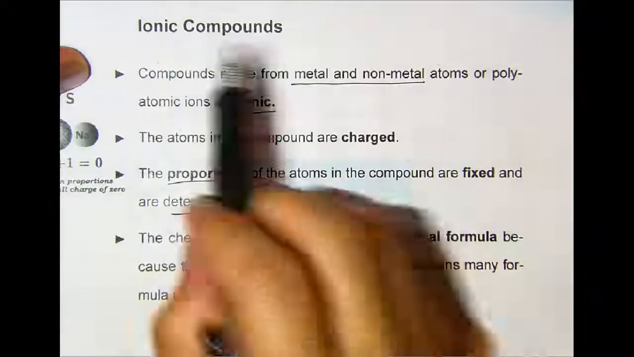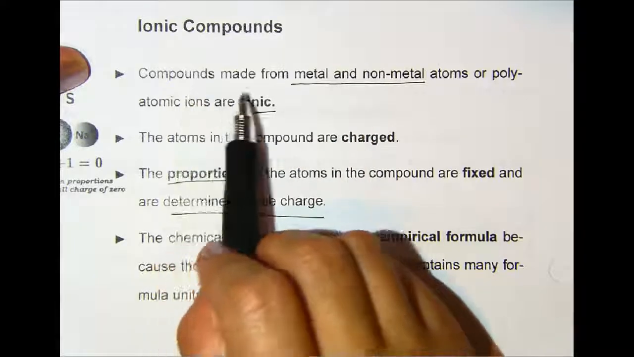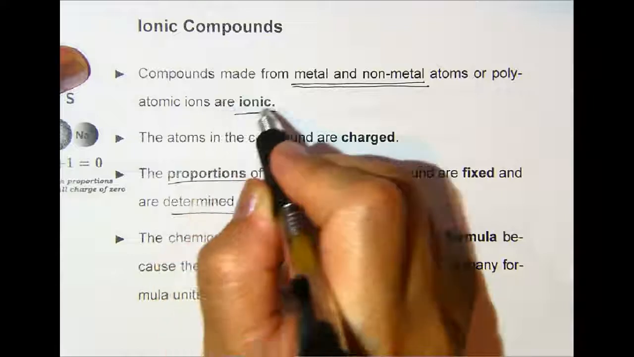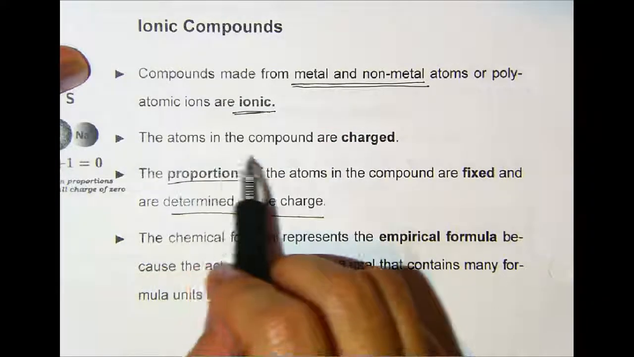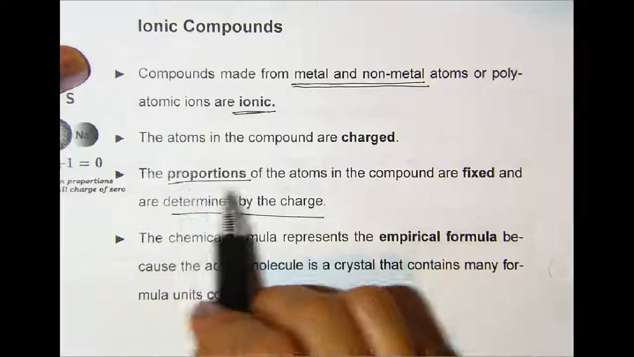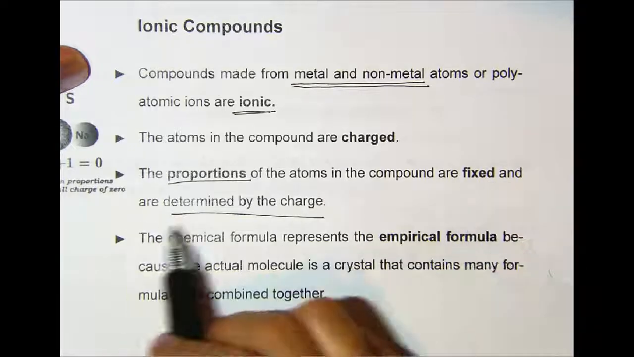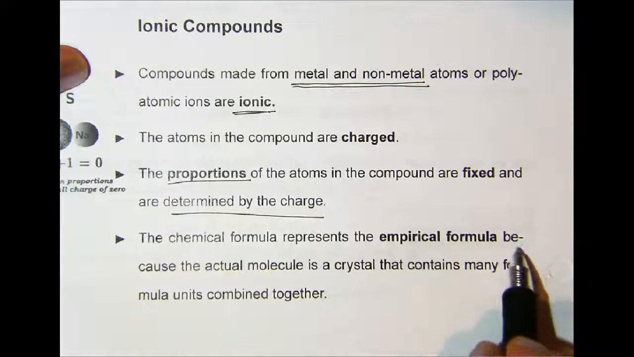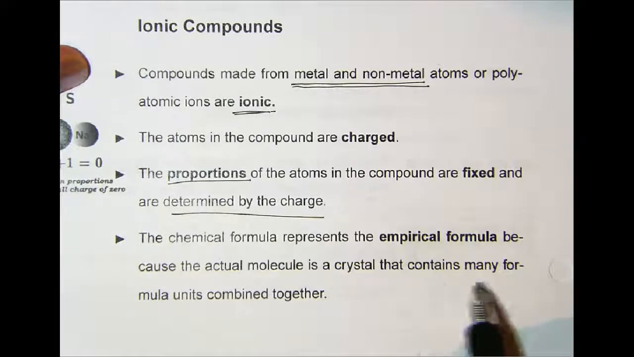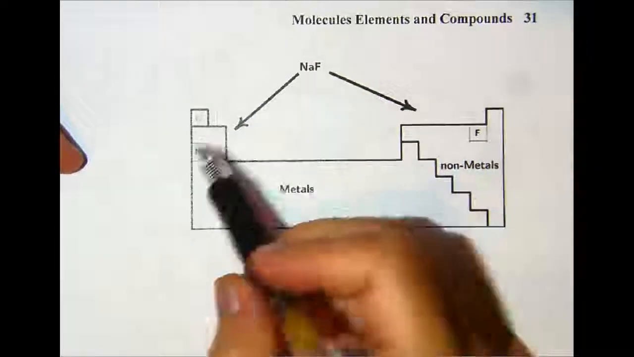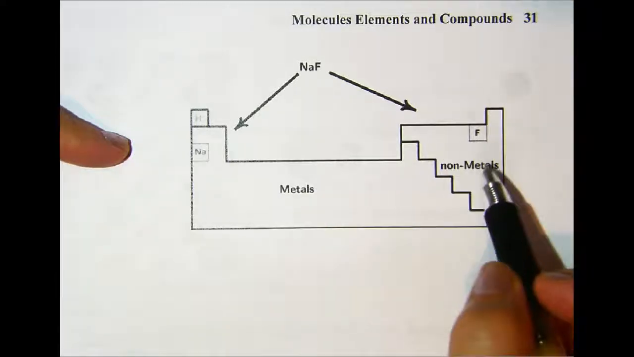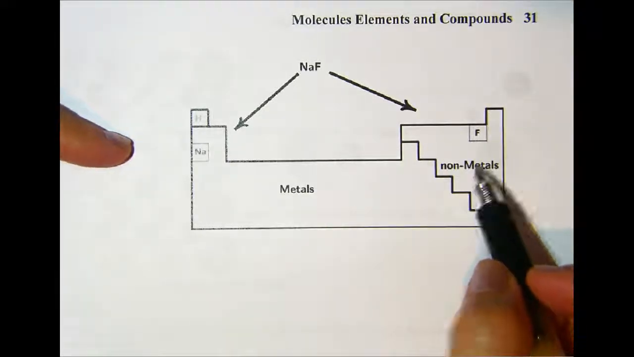In contrast, ionic compounds are compounds made from a metal and nonmetal atoms, or polyatomic ions, and are ionic. The atoms in the compound are charged. The proportions of the atoms in the compound are fixed and are determined by the charge. The chemical formula represents the empirical formula because the actual molecule is a crystal that contains many formula units combined together. An example of an ionic compound is sodium combined with fluoride. Remember, this is a metal combined with a nonmetal, and that's going to be considered ionic.